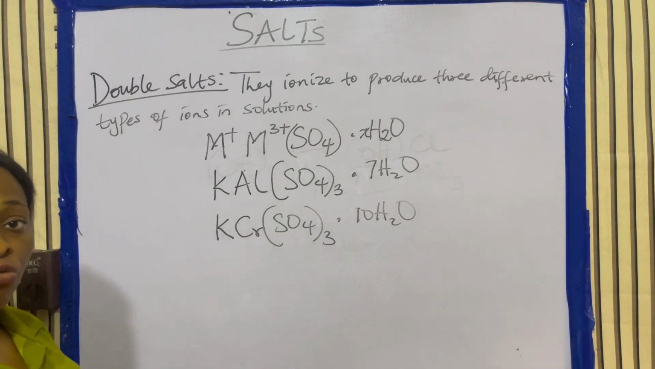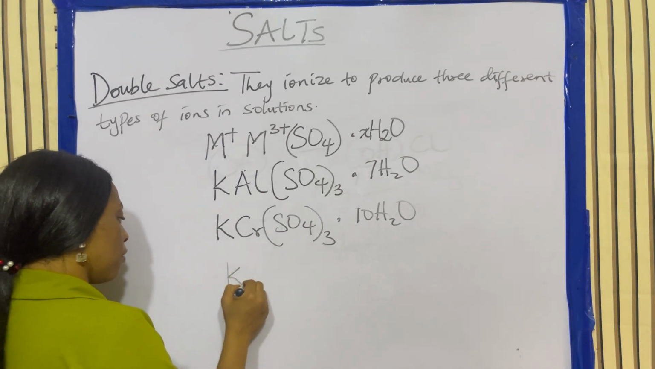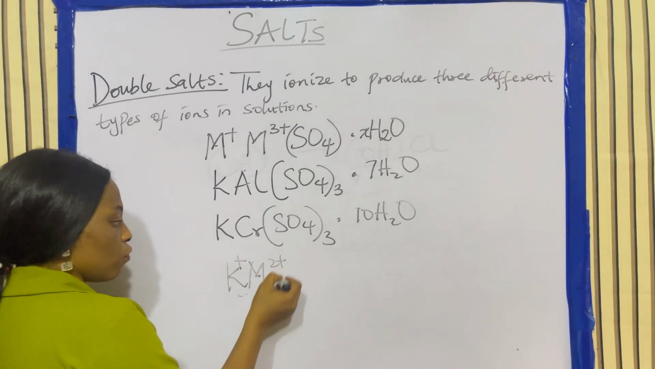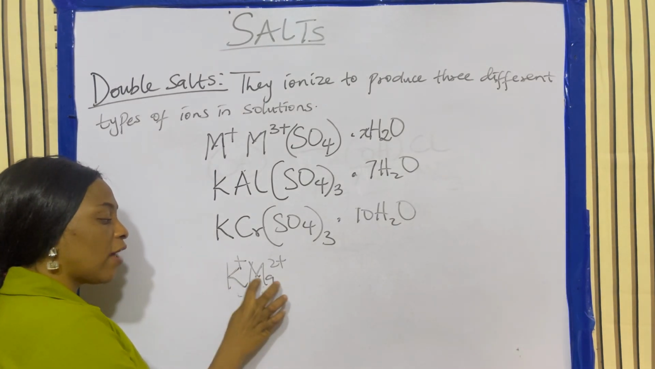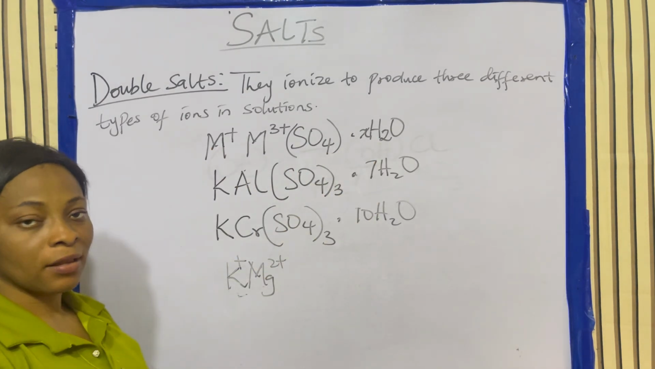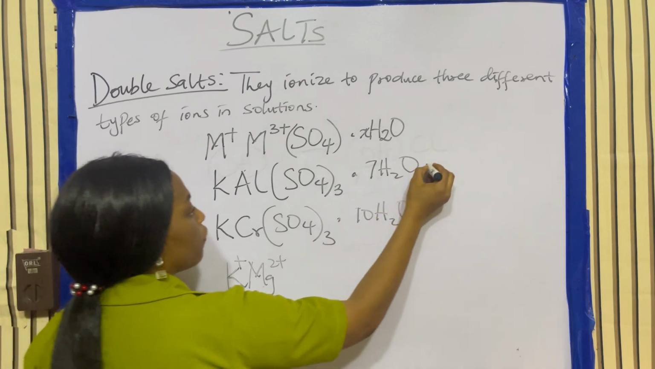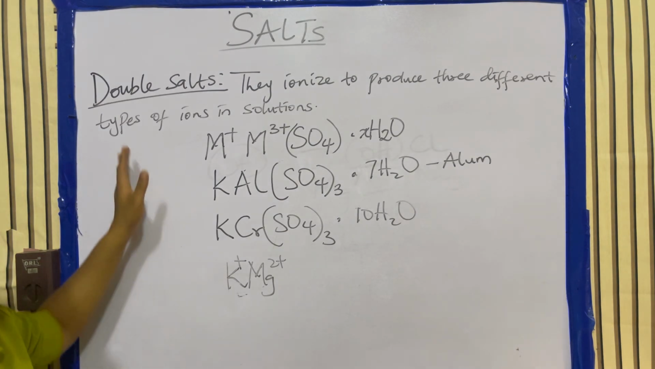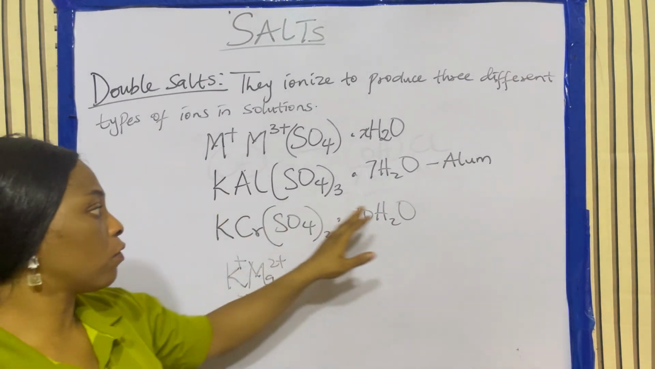So it is wrong to write it this way: potassium, magnesium. Why? Because potassium is 1, but magnesium is 2. So you must be careful to ensure that the valency of the elements you are writing agrees with this formula. This is how double salts are formed. Now, this one here is what we refer to as alum. Many of the double salts form alum. This is an example of a double salt, alum.